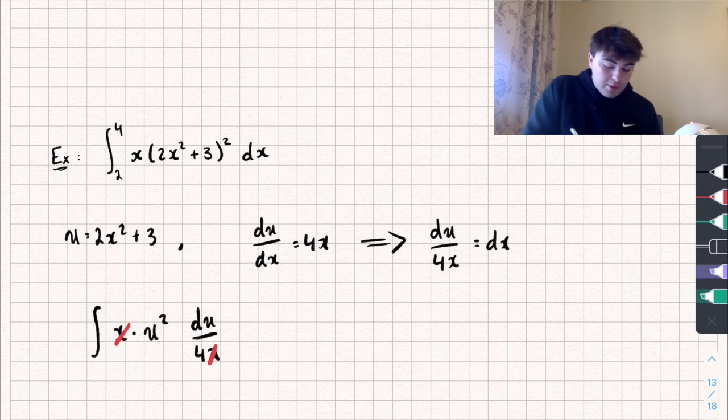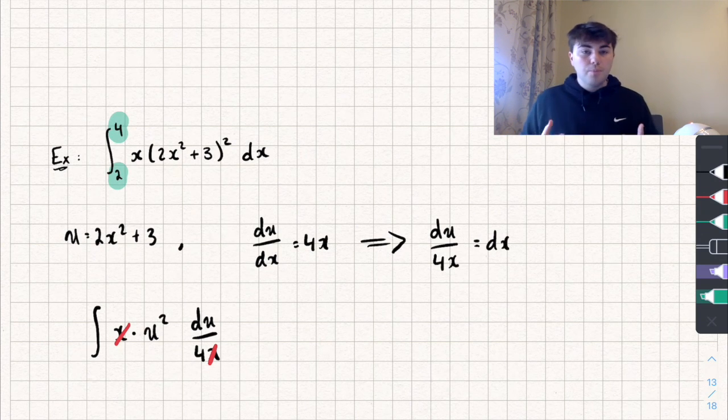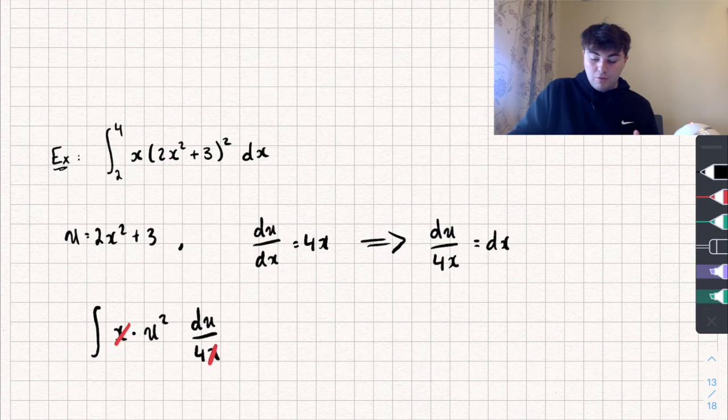The problem is, if we look at our original limits, this 2 and 4, that's when we're integrating with respect to x. So we need to change them to make them for when we're integrating with respect to u. This is really easy to do because we've got this formula for u, which says that u is equal to 2x squared plus 3. So I'm going to substitute, one at a time, the lower limit and the upper limit into that to find them in terms of u.